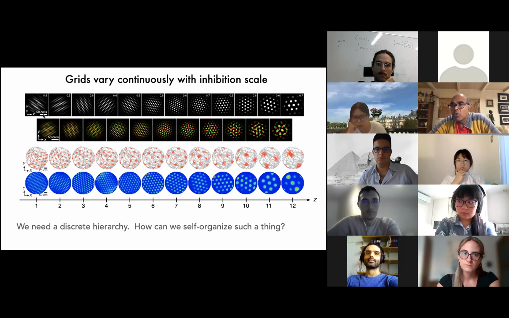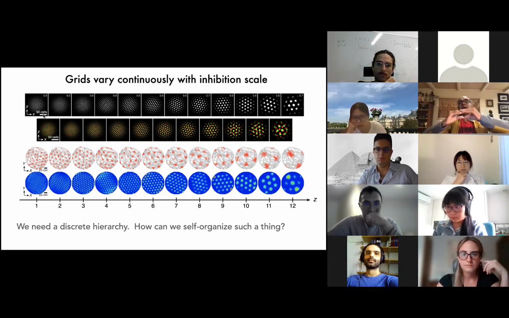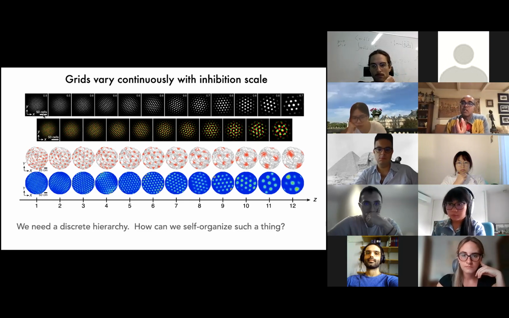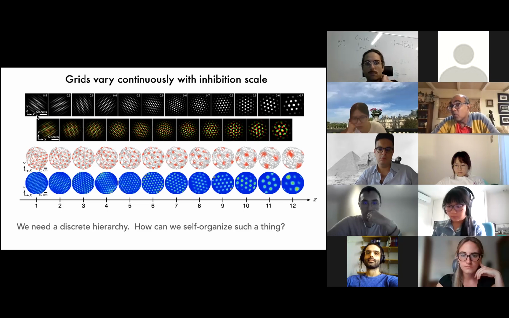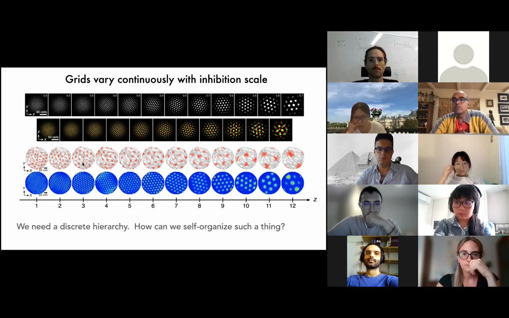Well, one way would be to very carefully during development fix it so that in this patch of the entorhinal cortex, you fix some inhibition length scale, and that somehow in the next patch of the entorhinal cortex, you get a jump in the inhibition length scale. So developmentally, you need to wire up the inhibition to be at bigger and bigger scales. But there really isn't evidence that it works that way. And in any case, that would be very hard to organize developmentally. So it'd be nicer if there was a dynamical mechanism for basically producing this kind of effect.